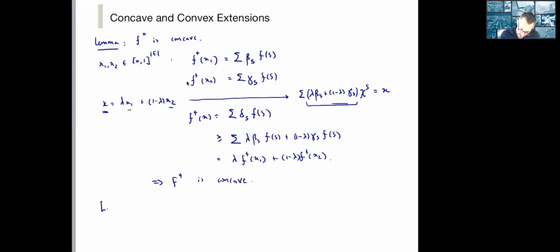And I'll leave this as an exercise for you to show that f minus is convex, but you can see from the mechanics of this proof that it's really exactly the same. All right, so this seems like we've made some progress. Given any function f, we know that we can come up with two continuous extensions, and in particular, we've found continuous extensions so that one of them is convex and one of them is concave.